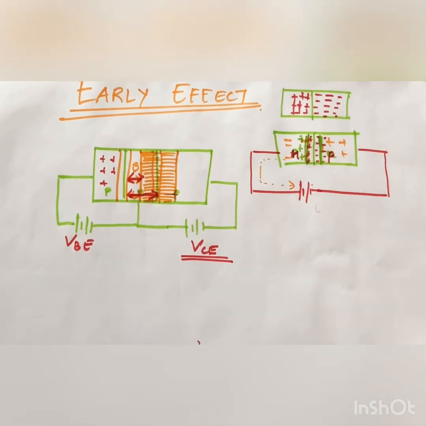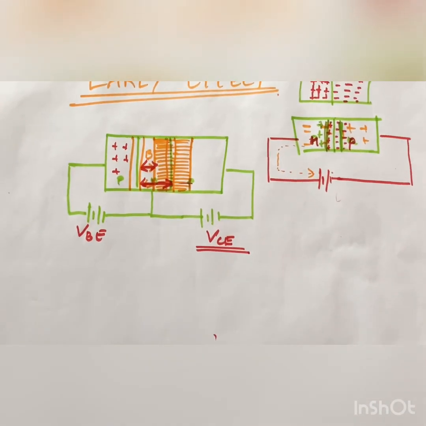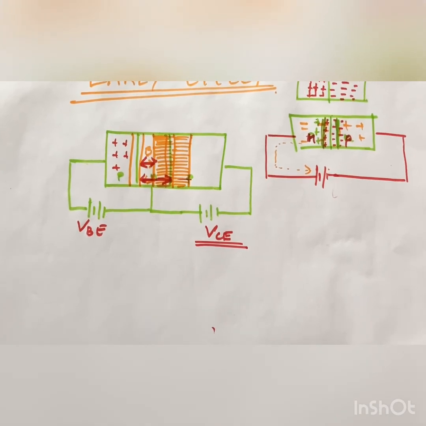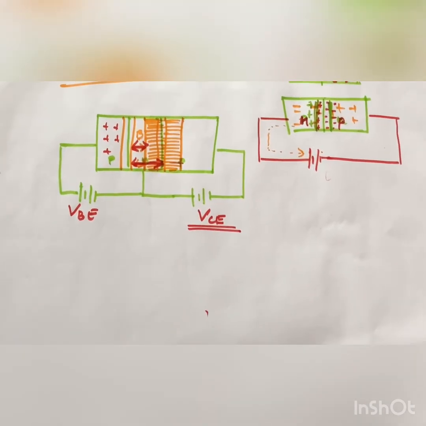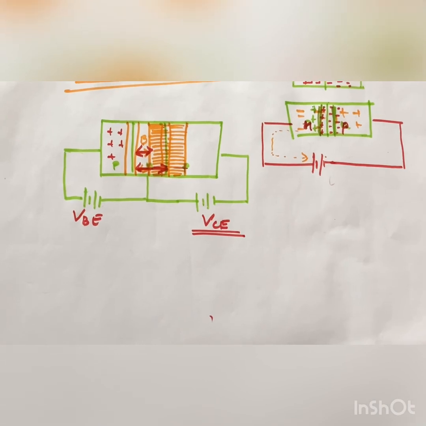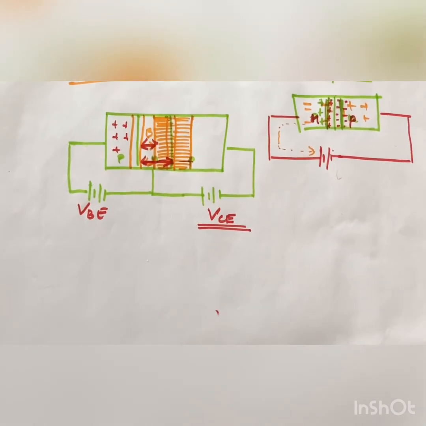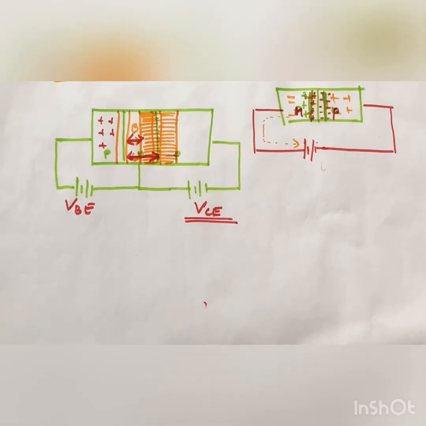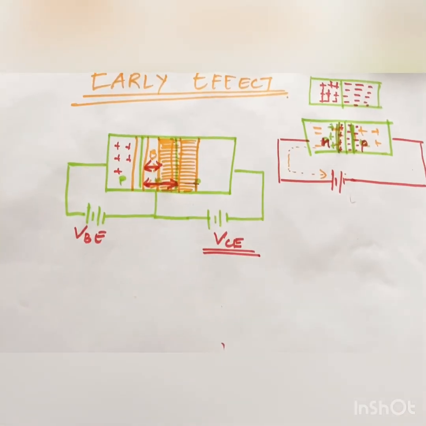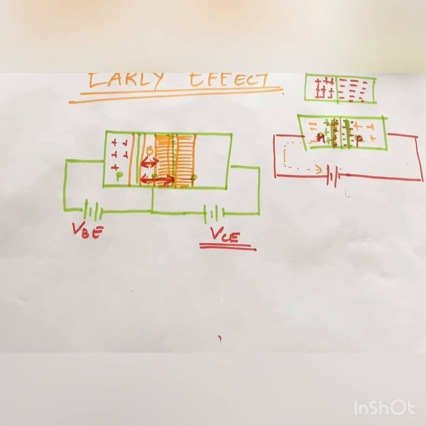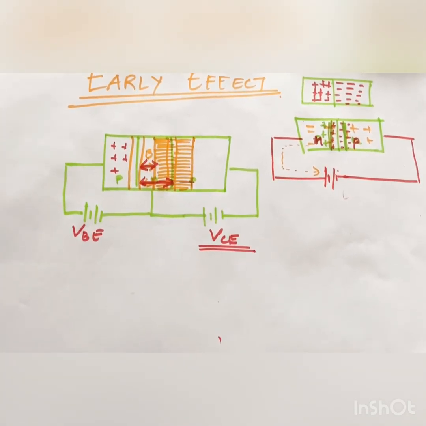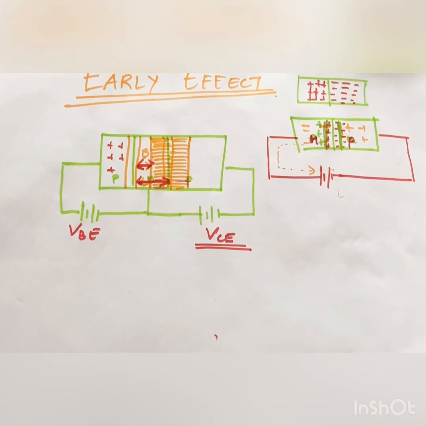So the Early effect is the variation of the width of the base in the BJT due to the variation in the applied base-to-collector voltage. In simple words, the dependency of the base width on the collector-to-base voltage is known as the Early effect. In this video I have discussed transistor working and then the Early effect, meaning how IC increases with the increase in VCE.